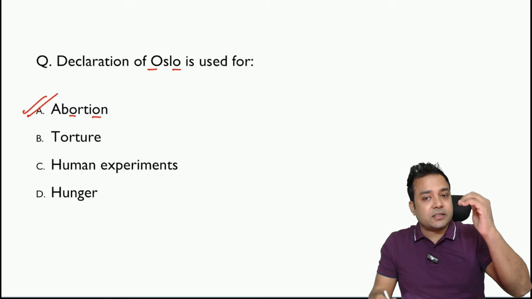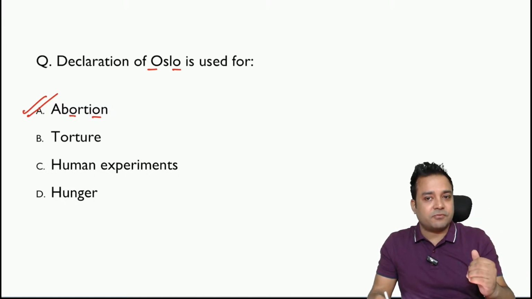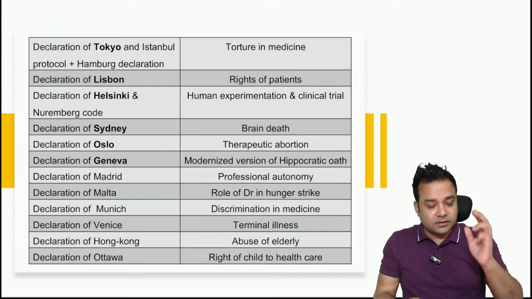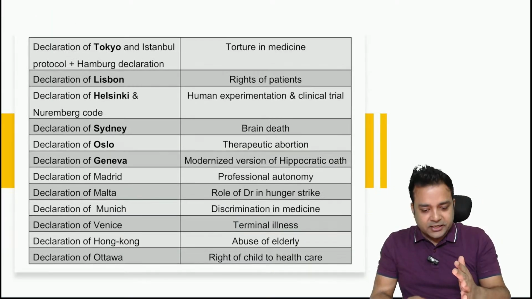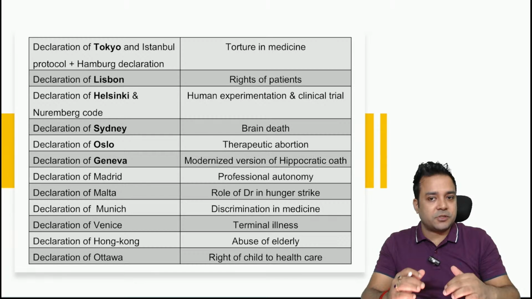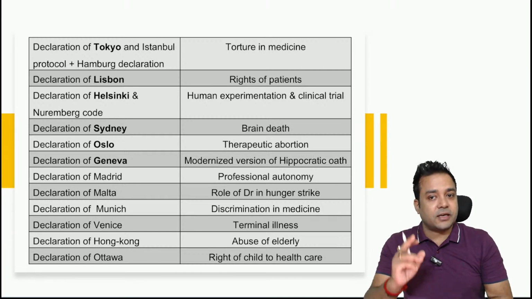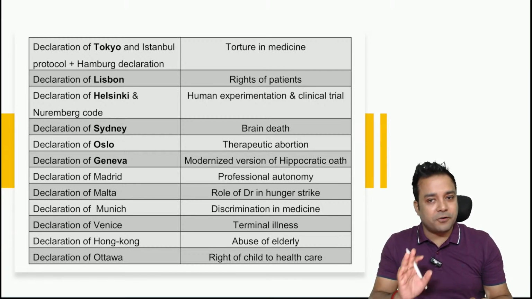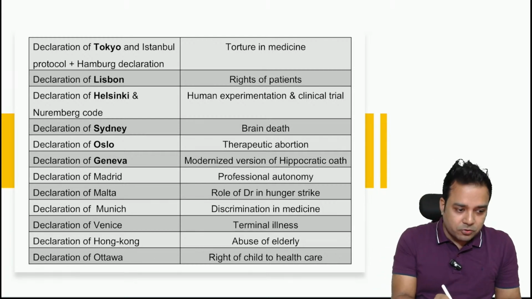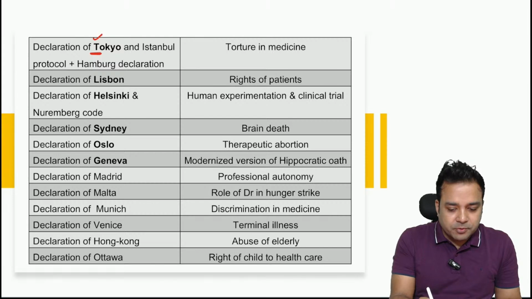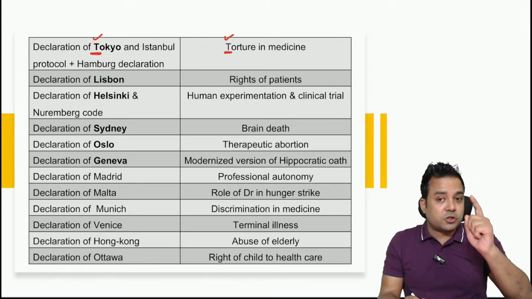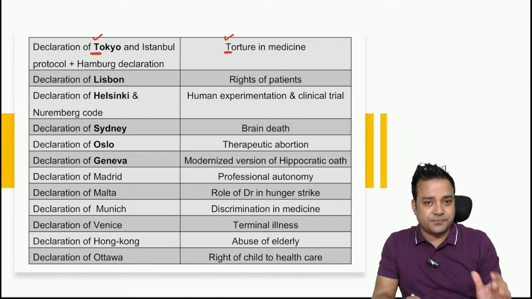So there is a list of important declarations which you should remember. And this is the list. This PDF I will be sharing in the DBMCI Premier group after the end of the session. Okay, not to worry. Now come to this declaration T. T of Tokyo should be remembered with T of torture. Just the most important ones, not everything.